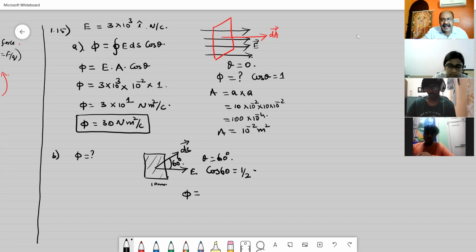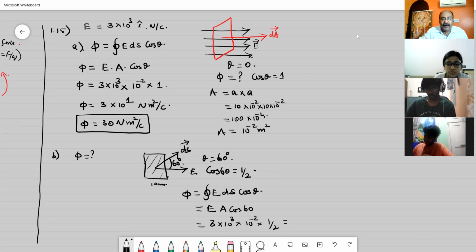So what is the value of flux then? It is again the same formula, closed integral of E dS cos theta. The electrical field E is a constant, so flux is E times area A into cos 60. Substitute E as 3 into 10 to the power of 3, area as 10 power minus 2, and cos theta as 1 by 2. Dividing 3 by 2, we get 1.5, multiplied with 10, which is equal to 15 Newton meter square per coulomb. That is the answer for question number 1.15.